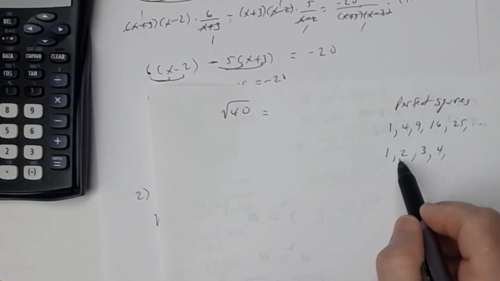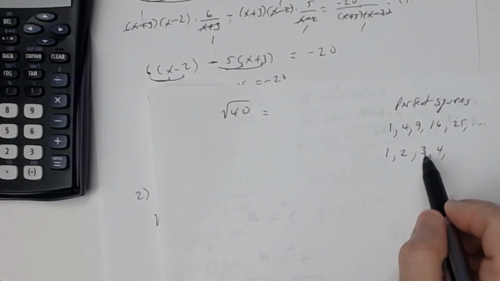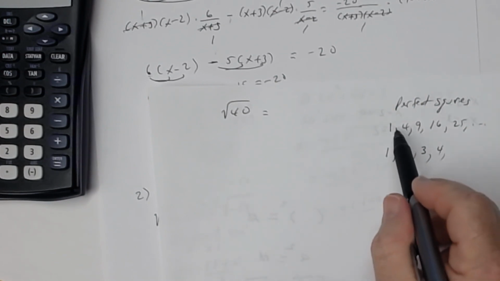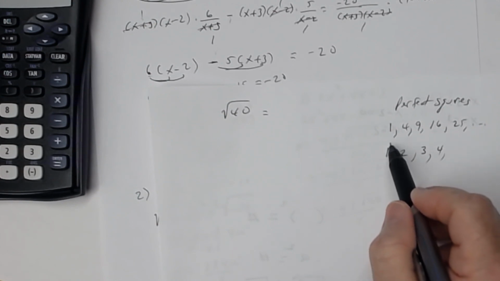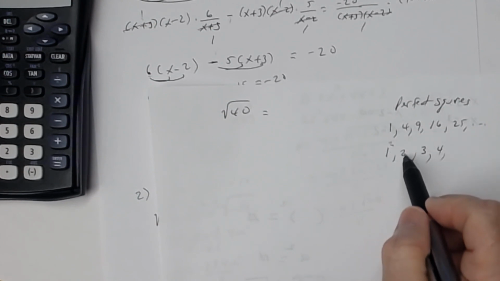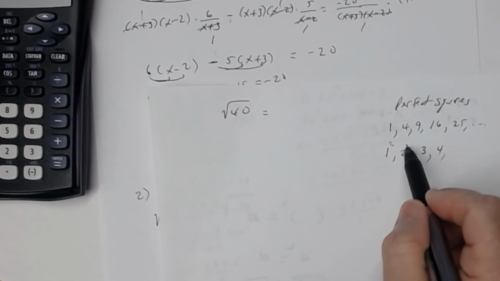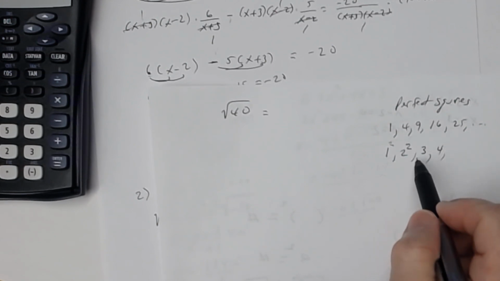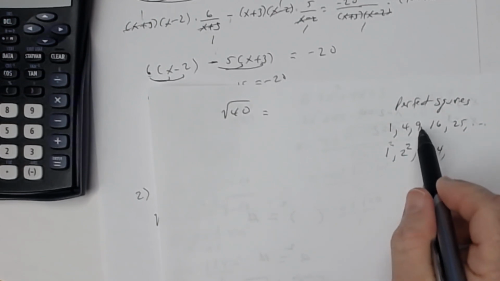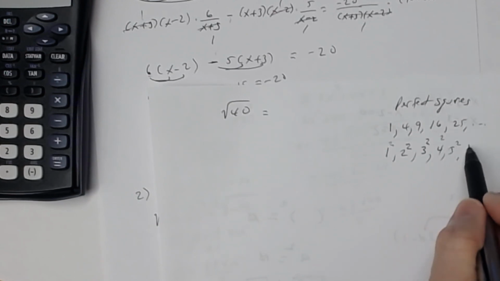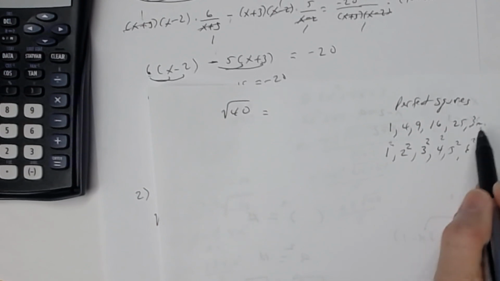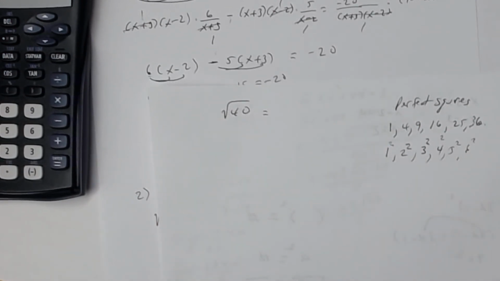Now notice the pattern here. 1, 2, 3, 4, 5, 6. So if I want to get my perfect squares, I just take 1 and I square it. Get 1. The next one will be 4. To get 4, I'd say 2 and I square it. I get 4. Next one is 3 squared, 9, 4 squared, 16, 5 squared, 25, 6 squared, 36, and so on. So those are your perfect squares.